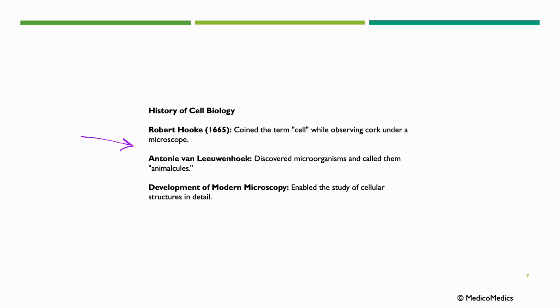So when we discuss the history of cell biology, a couple of names come to mind. First of all, Robert Hooke. All the way back in 1665, Robert coined the term cell while observing cork under a microscope. Antoine van Leeuwenhoek discovered microorganisms and called them animalcules. Now, furthermore, the development of modern microscopy enabled the study of cellular structures in detail.